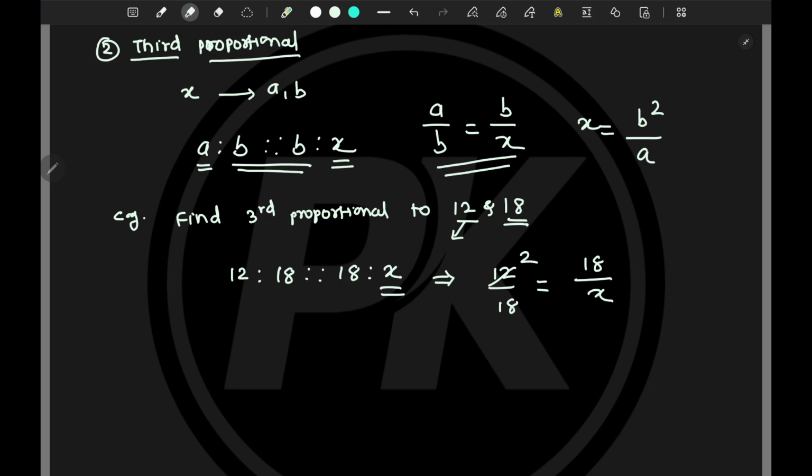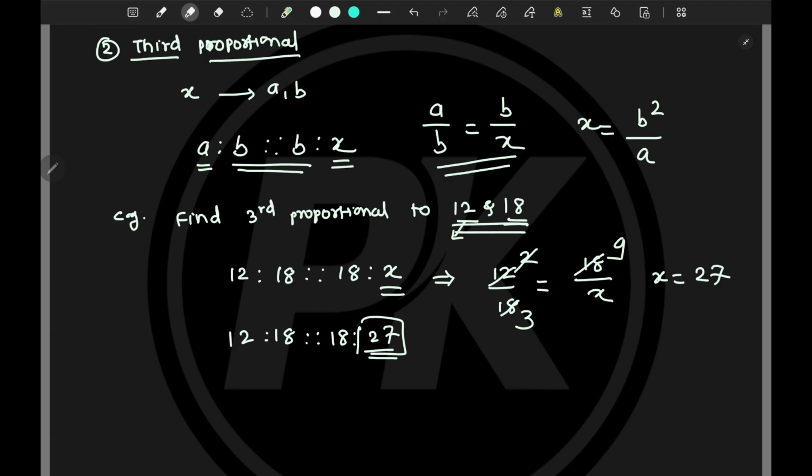So 6 2s are 12, 6 3s are 18, and 2 9s are 18, and hence x is equal to 27, correct? And hence the proportion is 12 as to 18 as to 18 as to 27. So this is the third proportional. This 27 is nothing but the third proportional to 12 and 18.